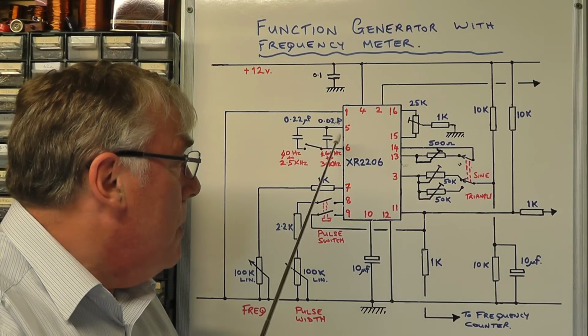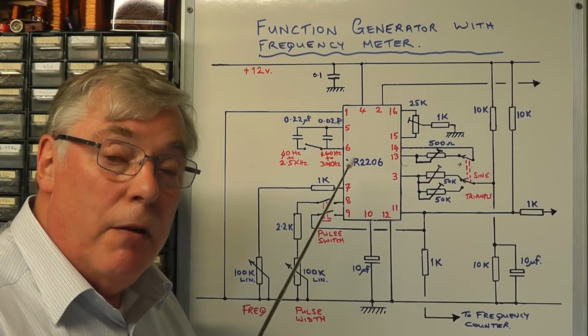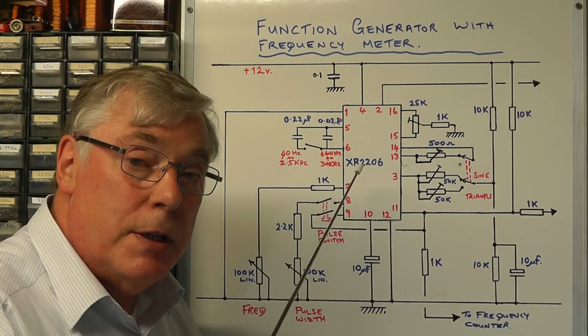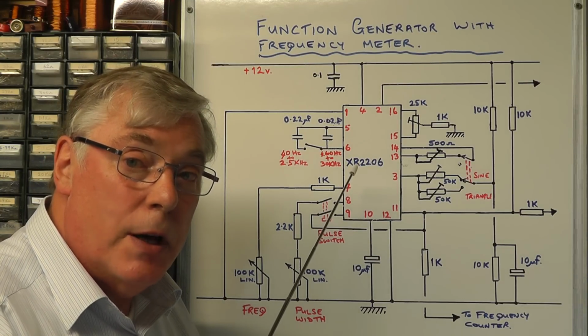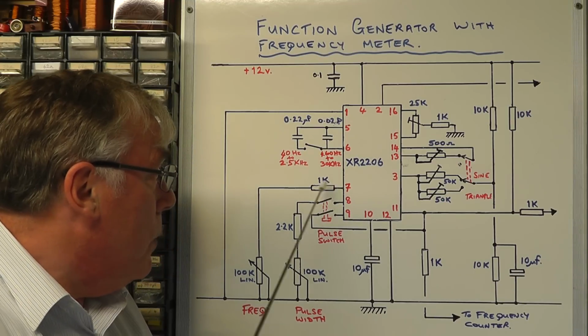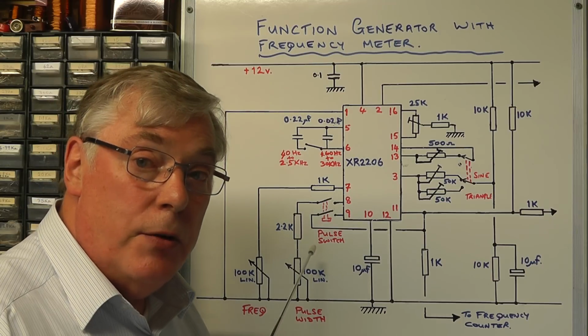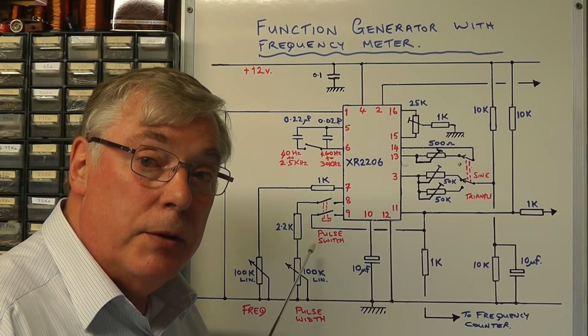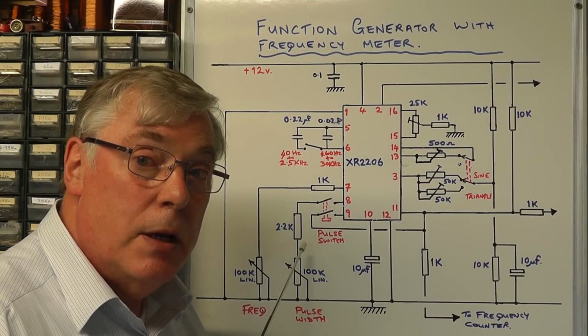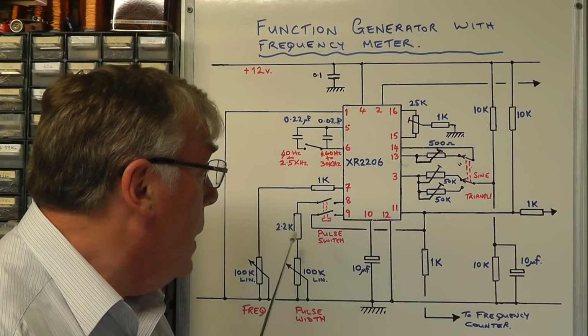Within the frequency band, the actual frequency itself is then set by a timing resistor which is connected to pin 7 of this IC. So you have a 1K resistor there and a 100K pot, and by adjusting the 100K pot we can alter the frequency within that particular frequency band, so that will set the actual frequency.